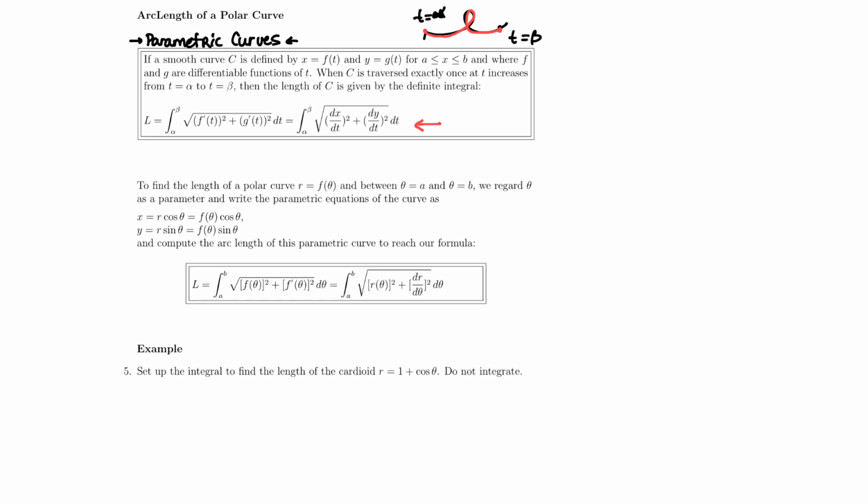If we were to go through the math like we did for getting dy/dx, and we remember that each curve has x equals r of theta, a function of theta, times cosine, and y equals r times sine, we could then find dx/dt and dy/dt and do all the algebra. We would go through and do all the algebra, and this is the formula that would result if we did all that algebra out.